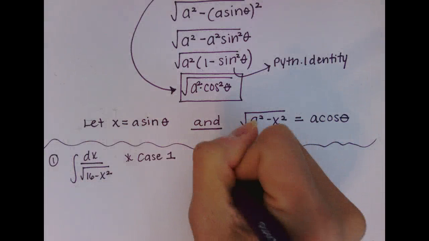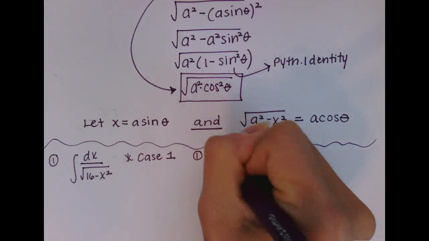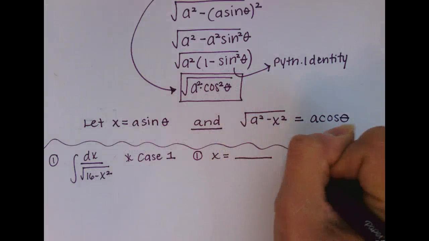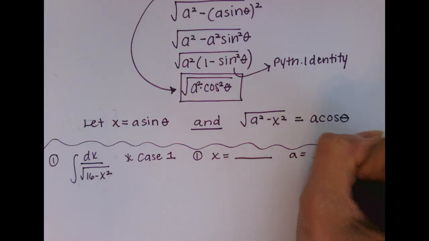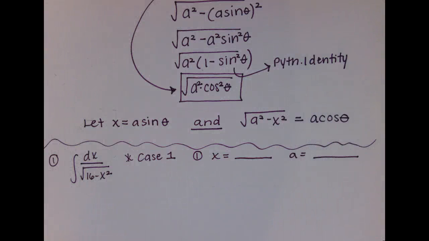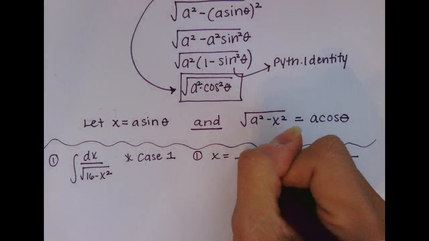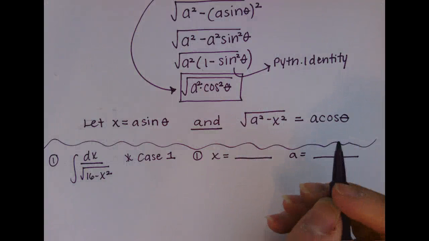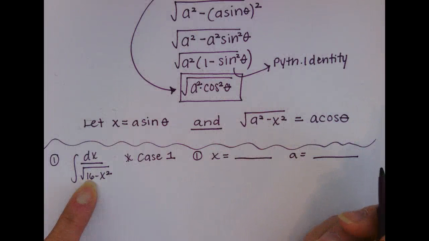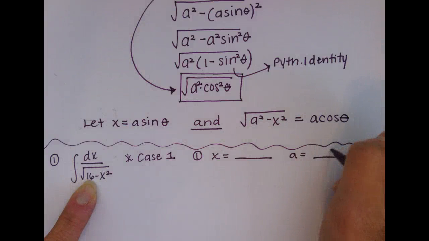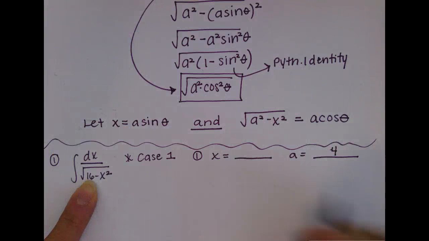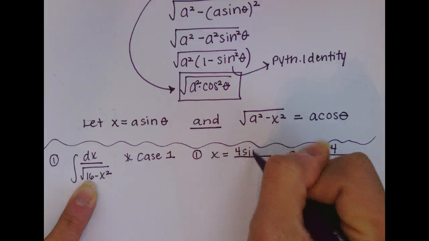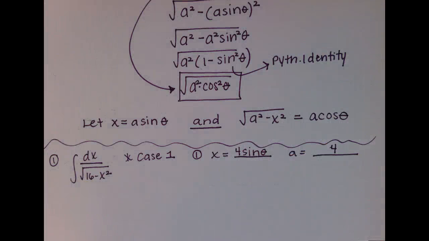So the first thing that we're going to do is identify what it is that we're going to let x equal and what it is that we're going to let a equal. I'm calling that step number 1. Well, based on case 1, I should let x equal a times the sine of theta. Notice a squared here is 16, so that means that a had to have been 4, and therefore we're going to let x equal 4 times the sine of theta.